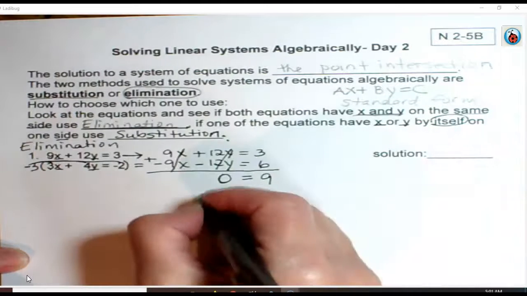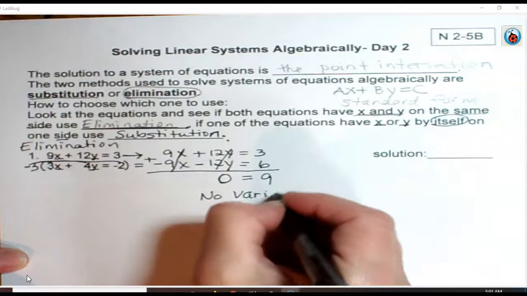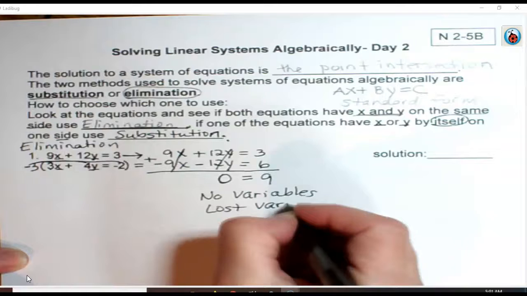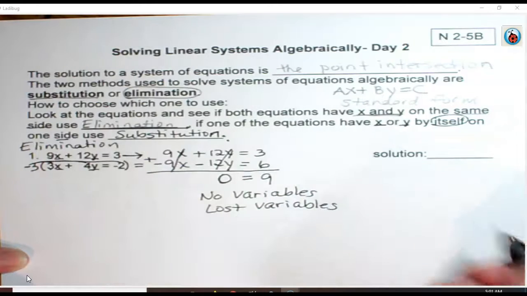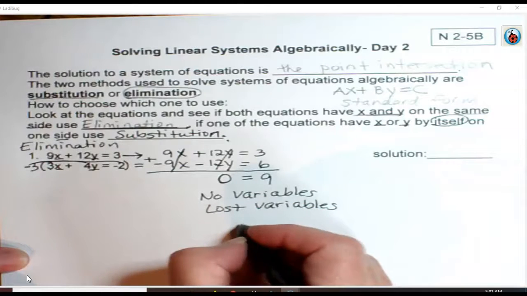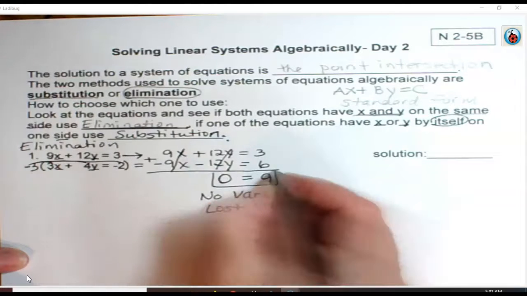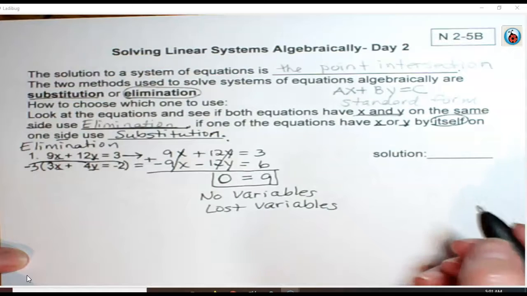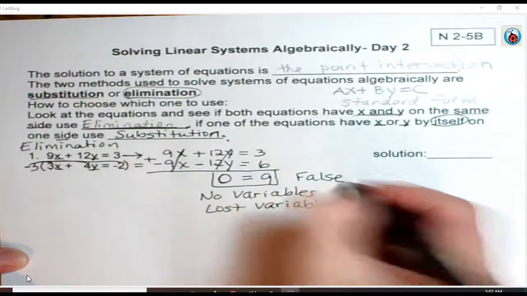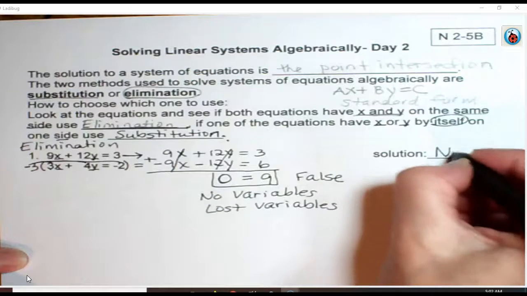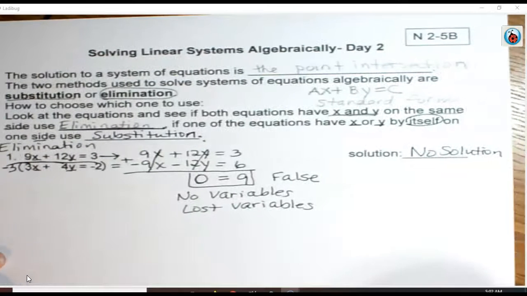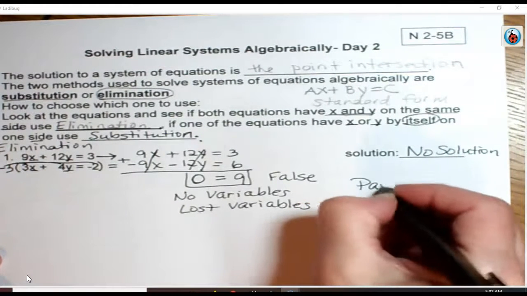Okay, no variables. Or you might say you lost your variables. Or you eliminated your variables, both of them at the same time. Okay, look at the statement. The mathematical statement is 0 equals 9. Is that a true statement or a false statement? Well, 0 doesn't equal 9, so it's false. So my answer is no solutions. If I solve these for y equals, I would find out that they're parallel lines.